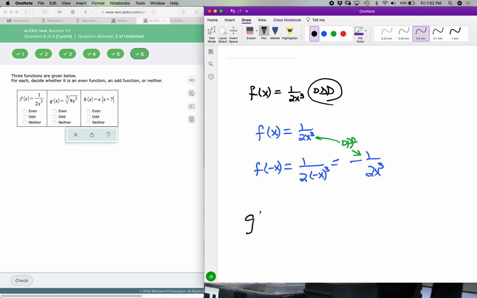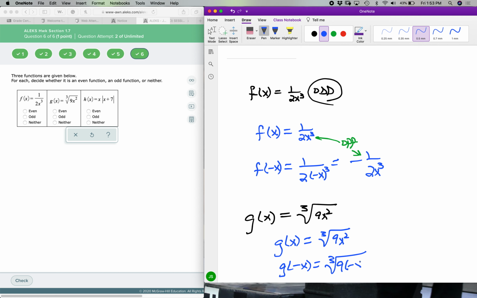Now, in the case of g of x, we have the cubic root of 9x squared. Once again, we have the input x, resulting in 9x squared. And for g of negative x, we have the cubic root of 9 times the square of negative x. The square of negative x is going to be a positive x squared, so this will be the cubic root of 9x squared. And so these are going to be the same. Okay, and so that is going to be an even function.